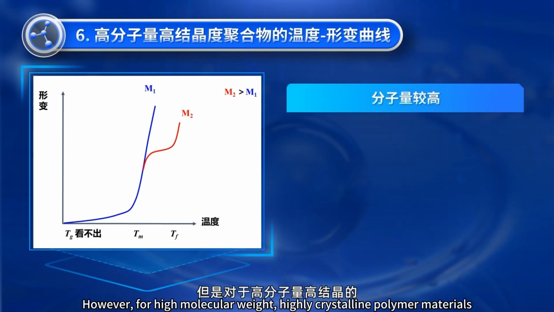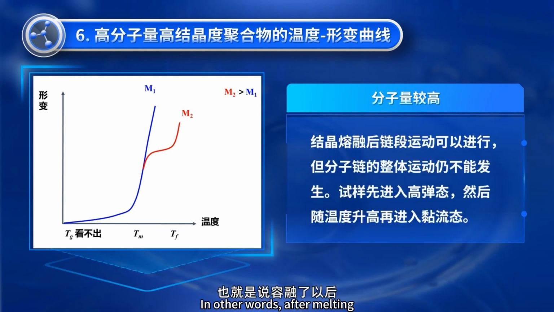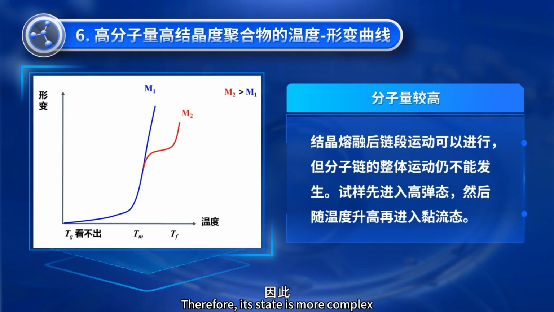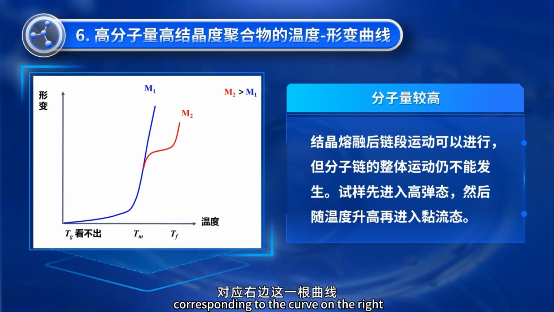However, for high molecular weight, highly crystalline polymer materials, its melting point is lower than its Tf, the viscous flow temperature. In other words, after melting, it enters a high elastic state before transitioning into the viscous flow state. Therefore, its state is more complex. Its transition temperatures are two, the melting point and the viscous flow temperature, corresponding to the curve on the right.